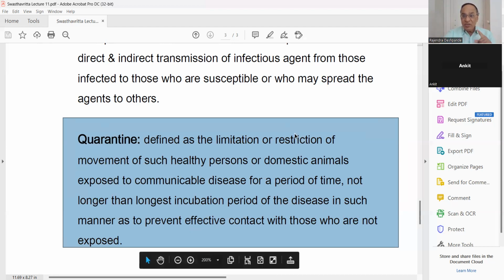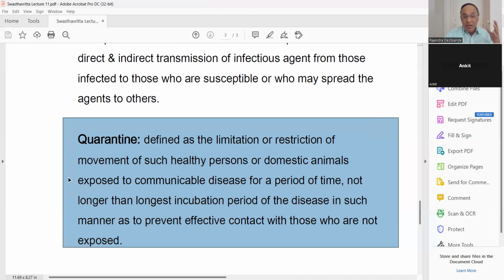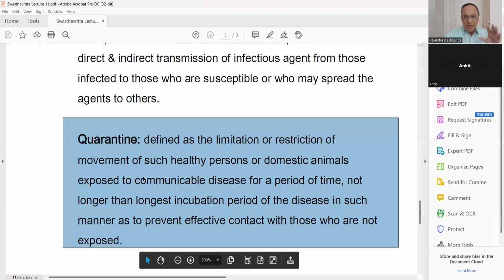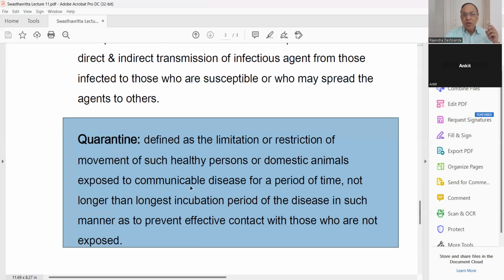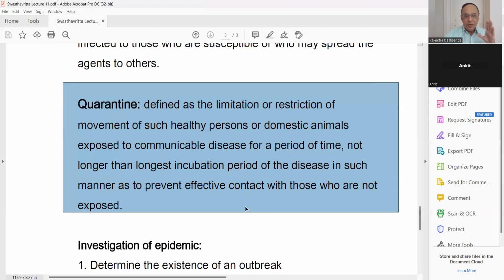Because limitation or restriction is what is important here: he cannot mix with the family members, although he is coming from abroad. Even the disposal of dead bodies was very crucial at that time, but that is not related to quarantine. I am just talking about limitations: movement of the healthy person exposed to communicable diseases for a period of time not longer than the longest incubation period of the disease. Okay. Next.